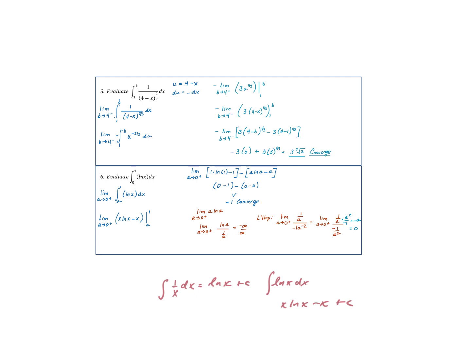simplify. Okay, I just brought this up, multiplied by the reciprocal, and then this works out to be negative a, but you're plugging in 0, so this goes to 0. So all said and done, this is just 0. So this was 0 minus 1, which gives me negative 1, which converges.